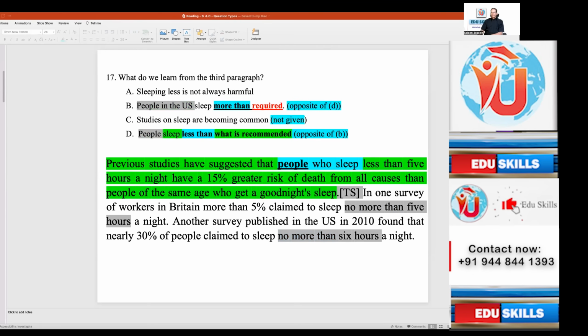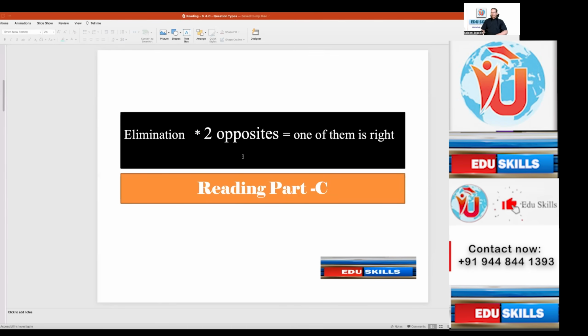Where are we? Now you see, people who sleep less than, people who sleep, that's in the topic sentence. If you have the competency of language, the topic sentence itself gives you the answer. Or more than, no more than 5 hours, no more than 6 hours, those are other clues. Again, elimination of two opposites. One of them is right.